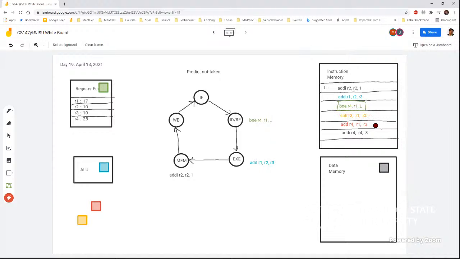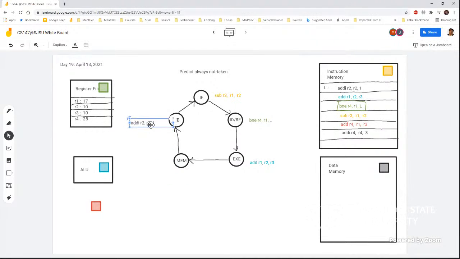So to mitigate this issue temporarily, let's say this processor does some prediction. It predicts always not taken. So in that case, the processor will fetch this instruction into the pipeline, and then it will move on.